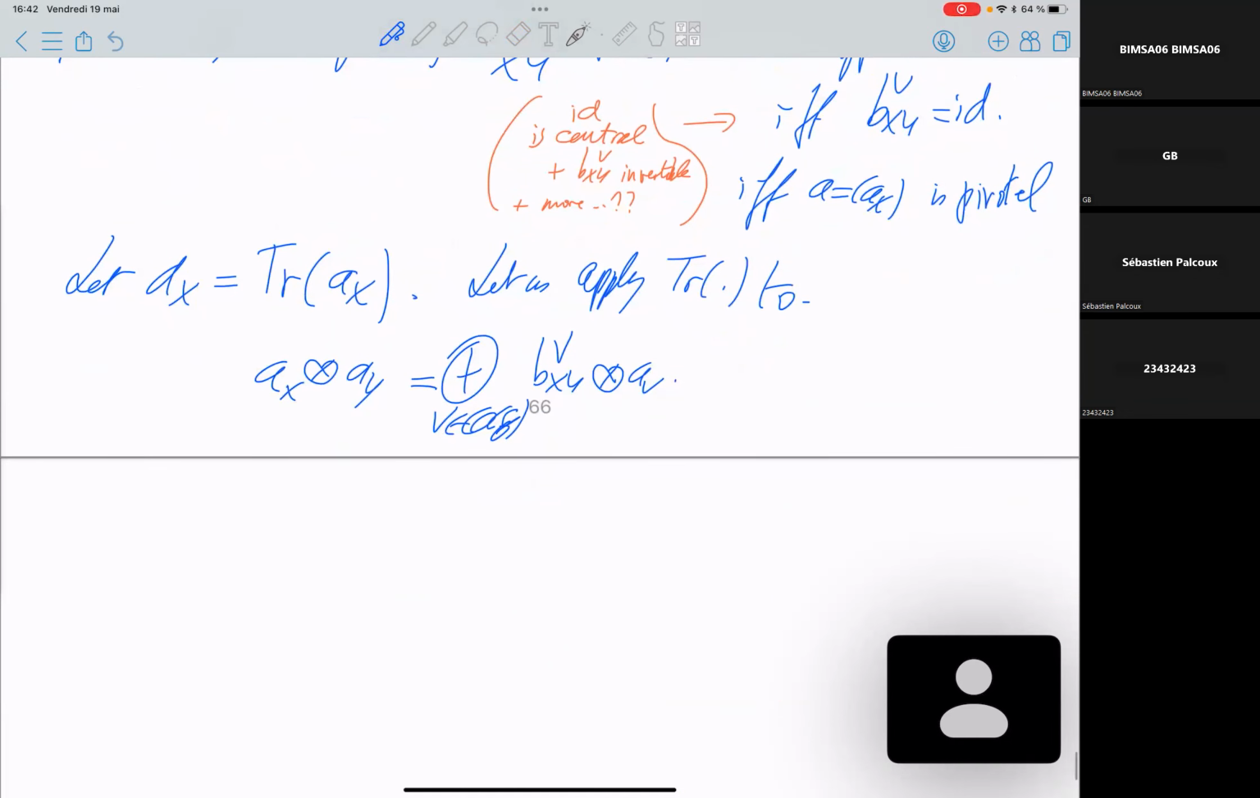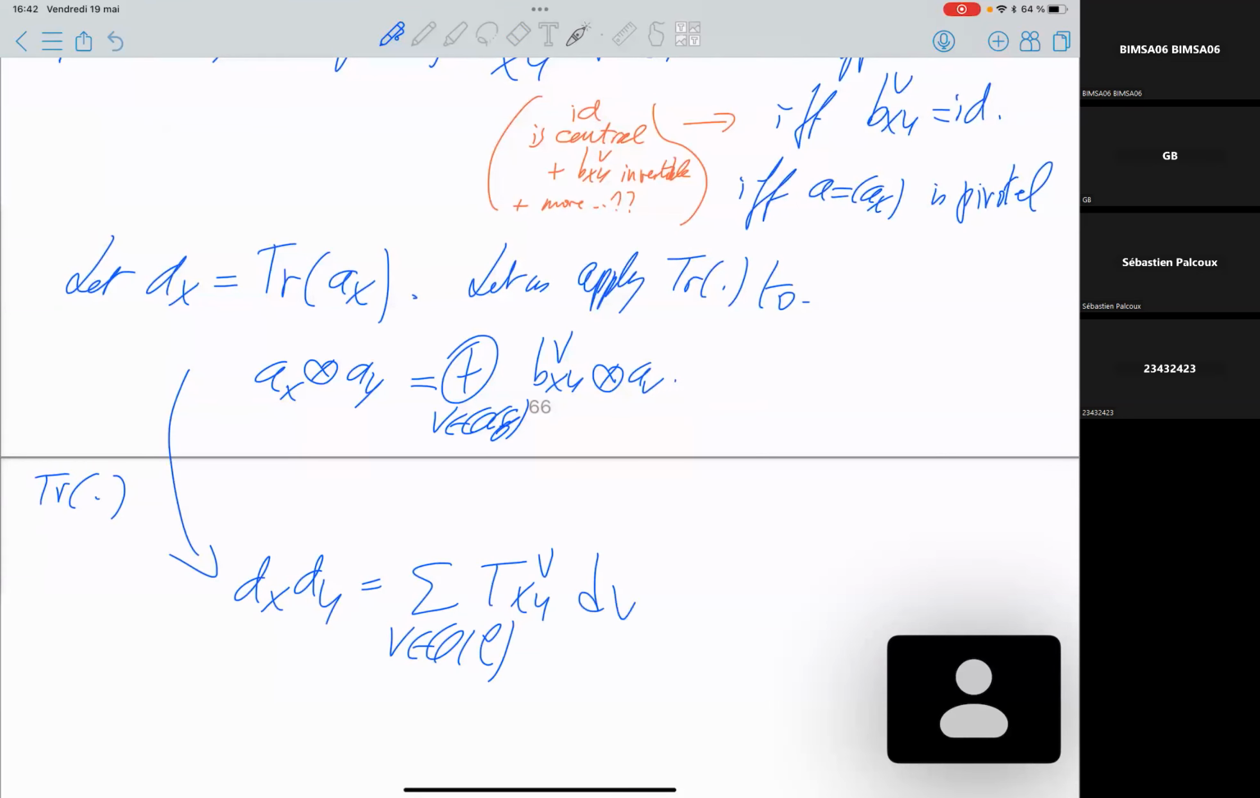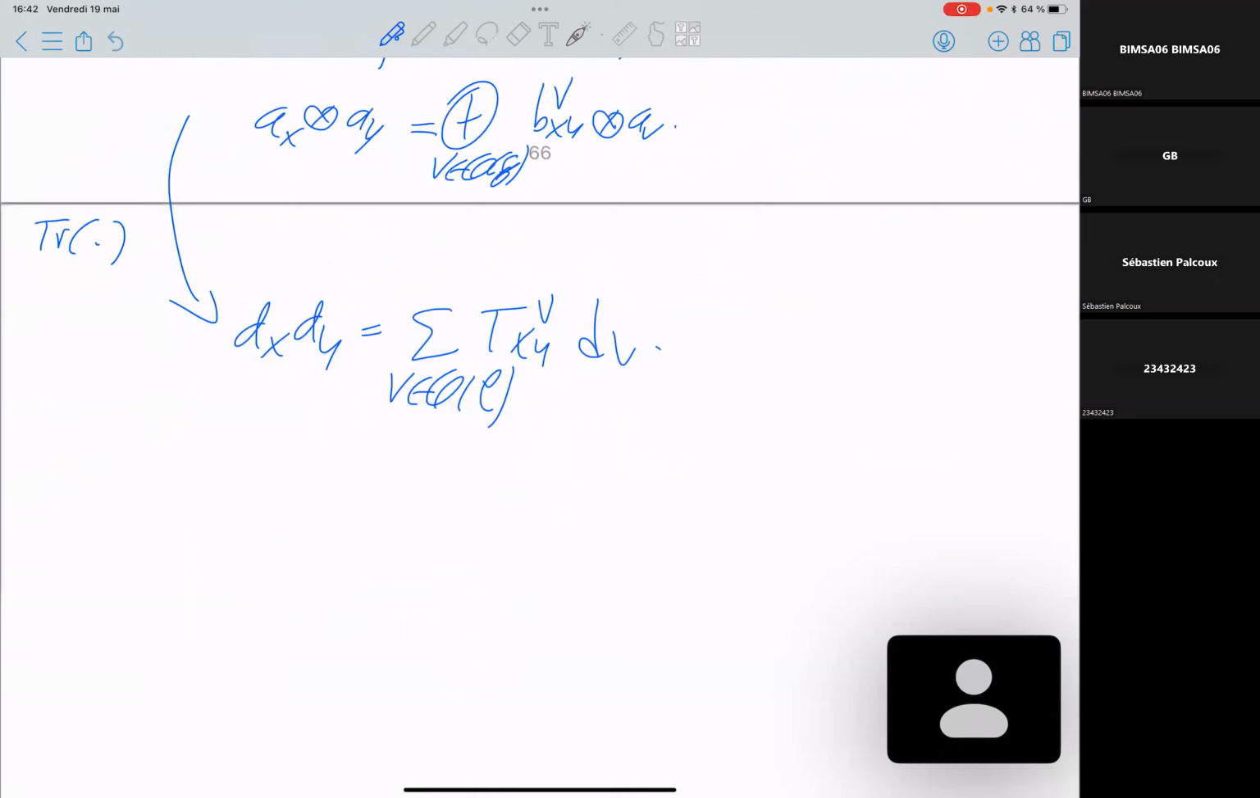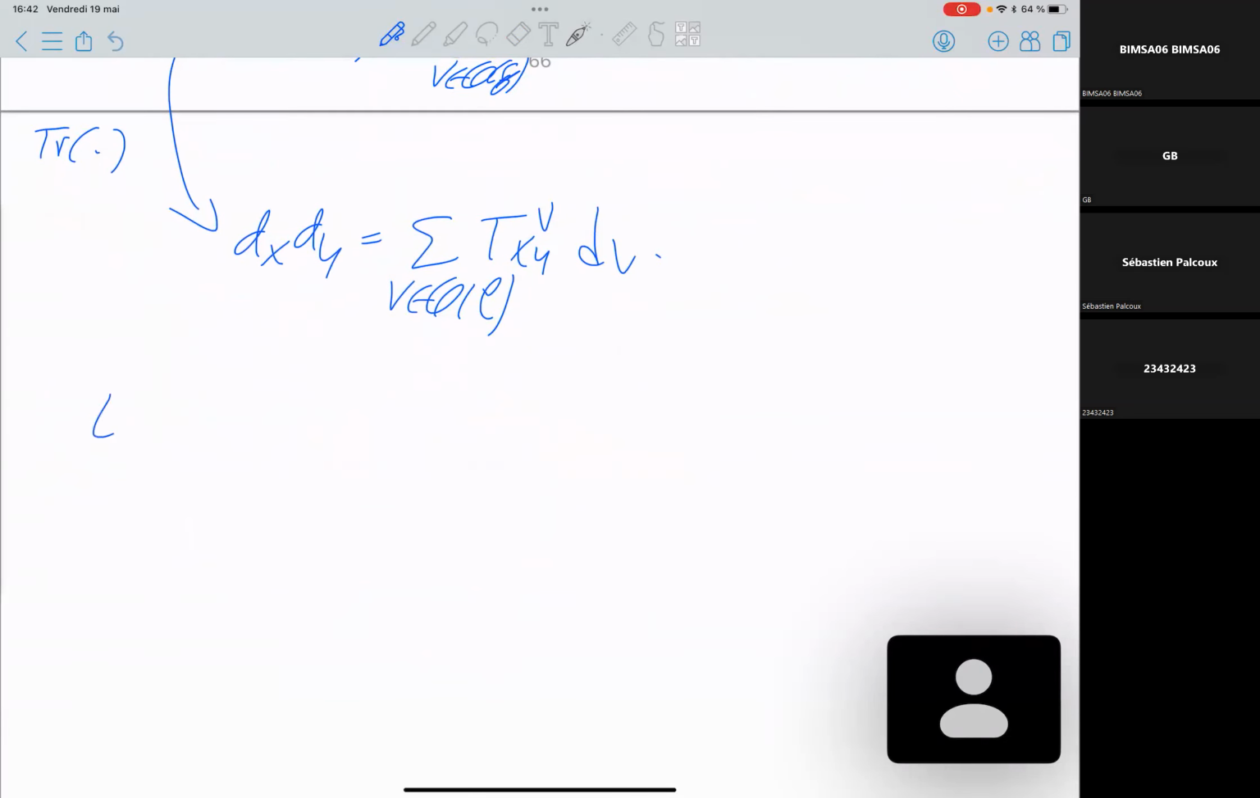you have this decomposition. So you apply the trace. You apply the trace here. You get dx dy equals the sum for the simple objects of txyv dv. Okay, so this is okay. So, but the exercise.